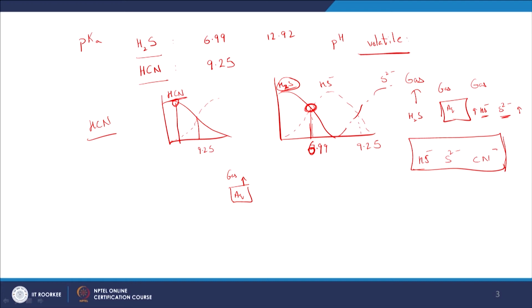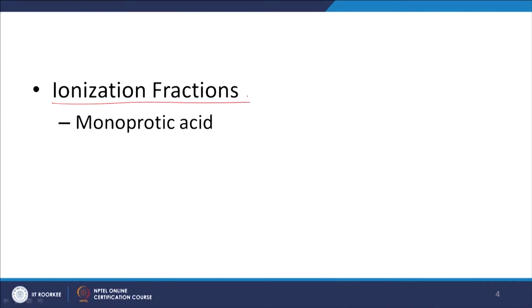Anyway, here we see some applications of where pH would affect your natural or even engineered systems. We are going to look at monoprotic, diprotic and triprotic acids and what they are about in greater detail now. So let us move on. Here we are going to come up with a new term called the ionization fractions, so let us define what they are.